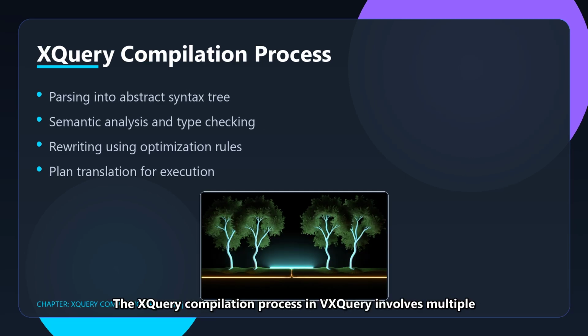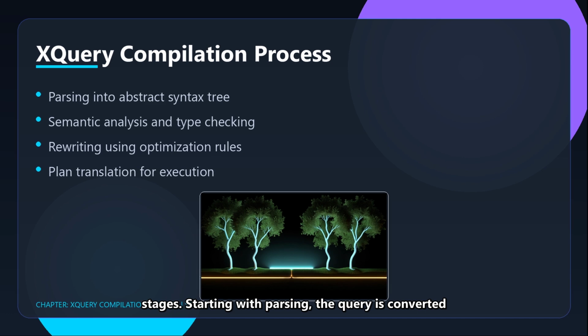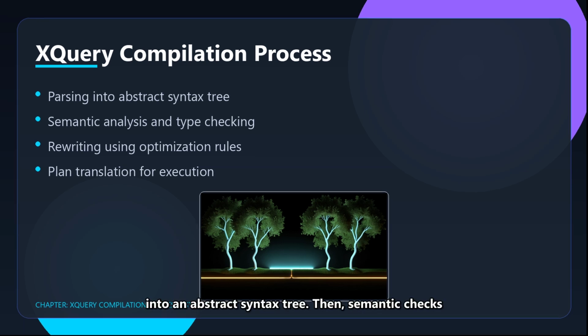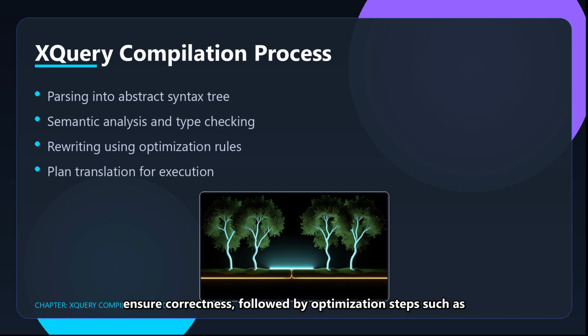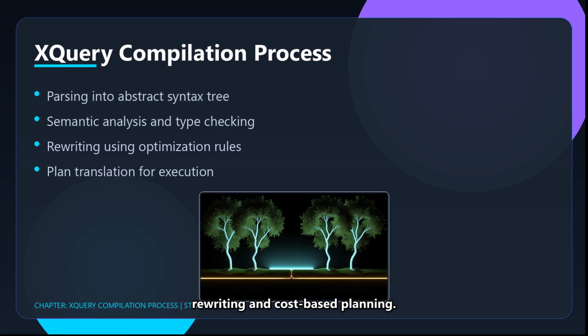The XQuery compilation process in VXQuery involves multiple stages. Starting with parsing, the query is converted into an abstract syntax tree. Then, semantic checks ensure correctness, followed by optimization steps such as rewriting and cost-based planning.